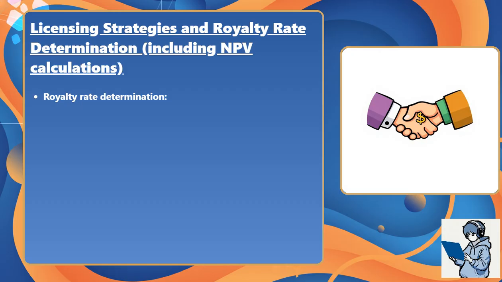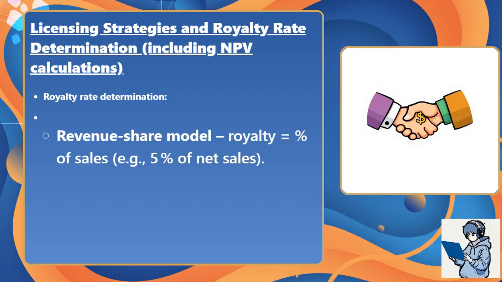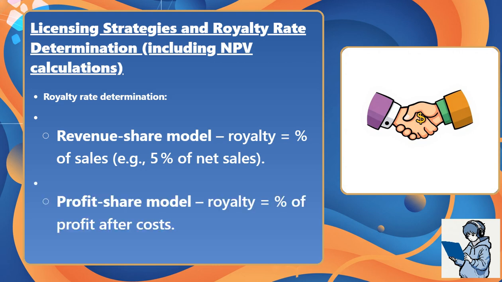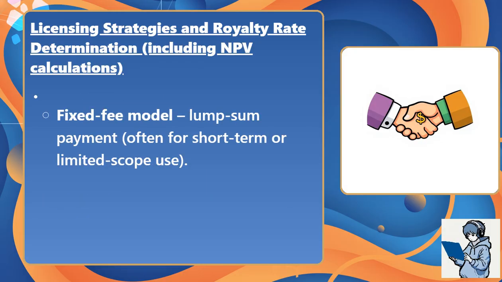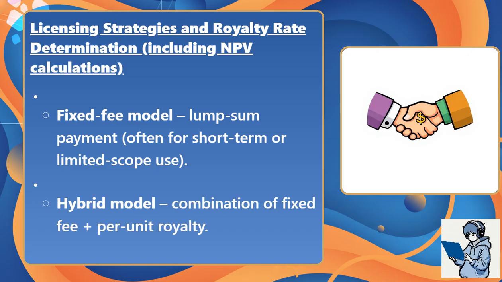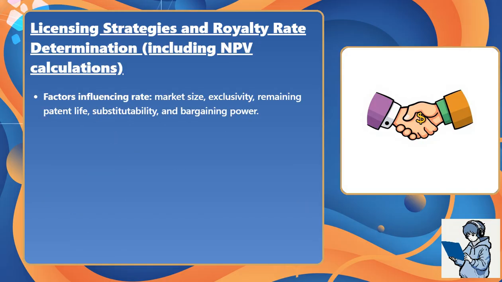Royalty rate determination. Revenue share model. Royalty equals % of sales, for example 5% of net sales. Profit share model. Royalty equals % of profit after costs. Fixed fee model. Lump sum payment, often for short-term or limited scope use. Hybrid model. Combination of fixed fee plus per unit royalty. Factors influencing rate: market size, exclusivity, remaining patent life, substitutability, and bargaining power.